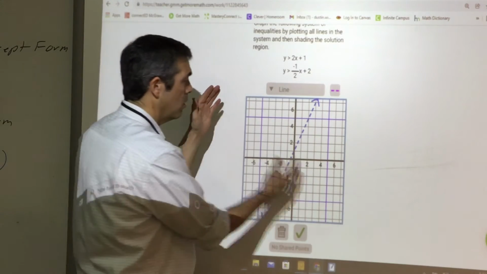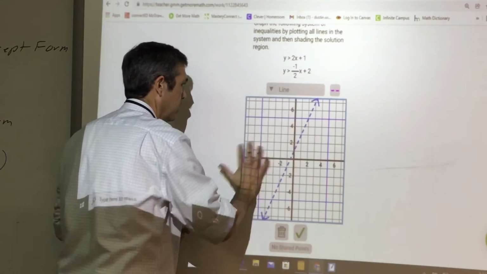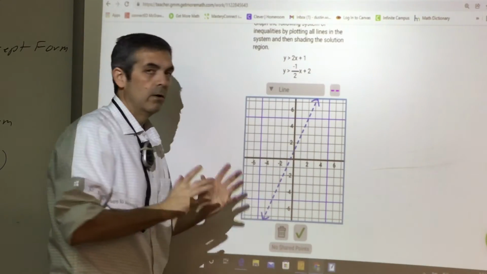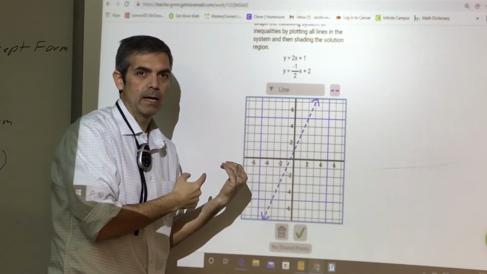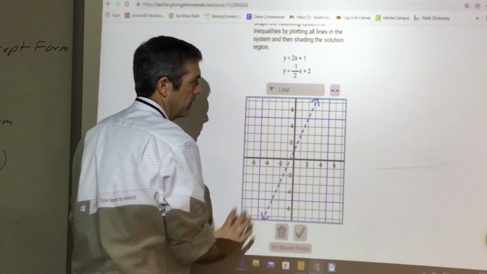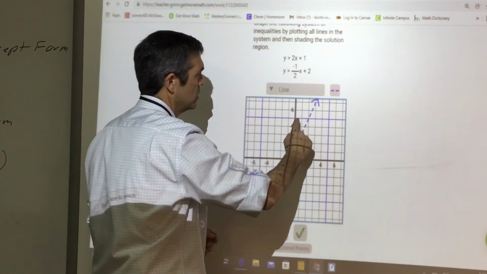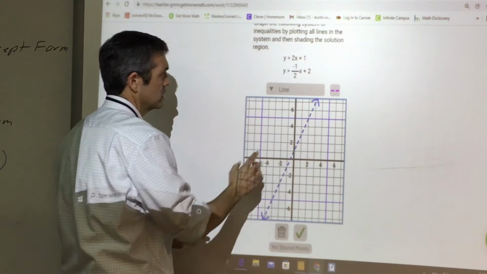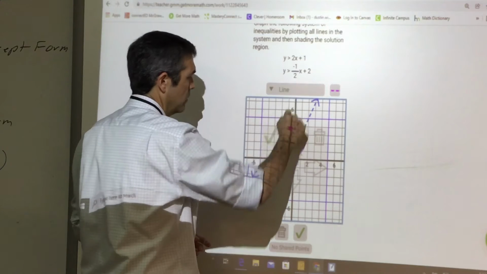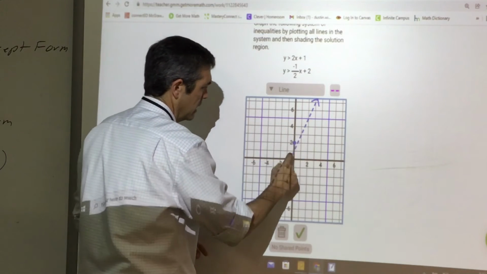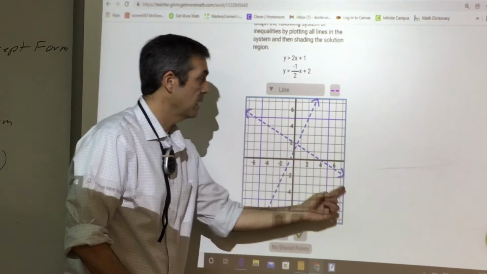Now it's above our line, right? Y is greater than. So it'd be everything up here. Now the problem is that I can't shade it yet. Okay, so I got to remember where it's shaded at. All right, so I know it's above here. All right, and then I'm going to do this. Y is greater than negative 1 over 2 x plus 2. Okay, so my next line, 0, 2, and it goes down 1 to the right 2. So down 1, 1, 2. Okay, and there's my line.